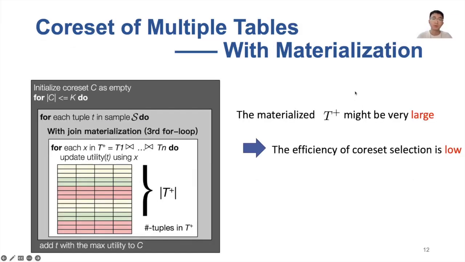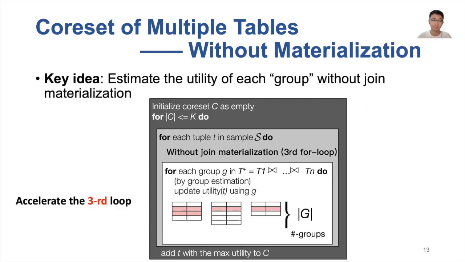Now, let's come to coreset selection over multiple tables, which is the scenario in feature-rich machine learning. As we have mentioned, a natural solution is first to do feature augmentation by executing the joins, and then use the above coreset selection on the materialized result. However, since the materialized view might be very large, the efficiency of coreset selection is low.